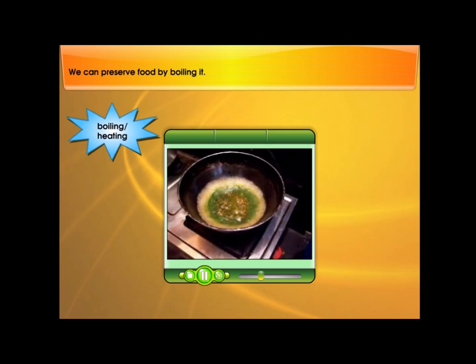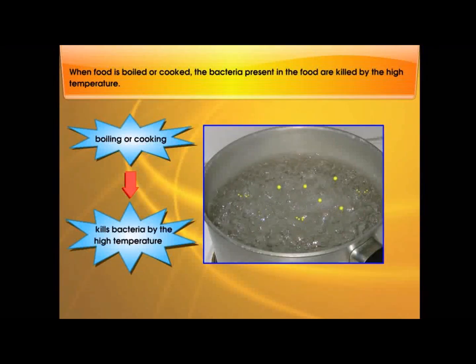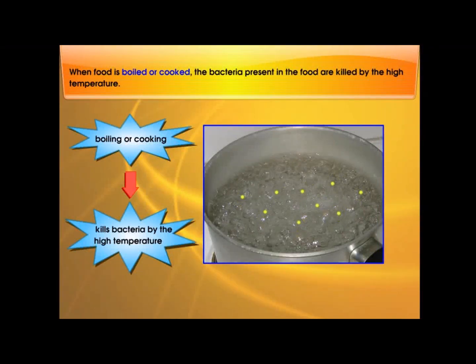We can preserve food by boiling it. Examples of food that can be preserved by this method are prawns and fish. When food is boiled or cooked, the bacteria present in the food are killed by the high temperature.